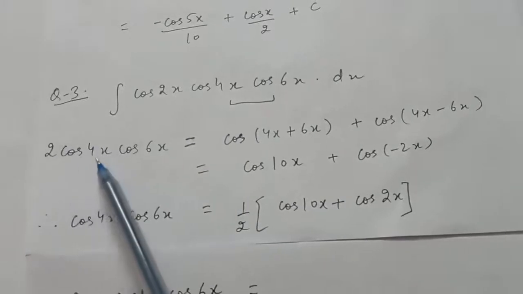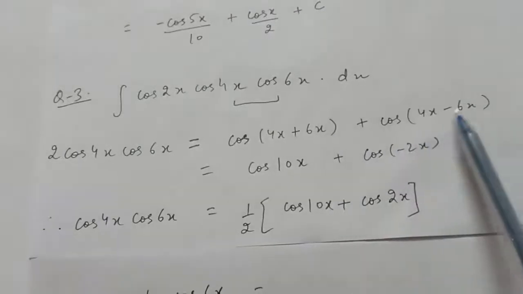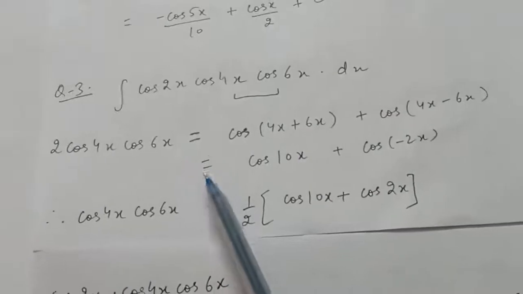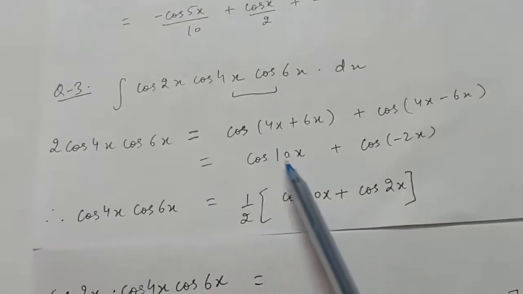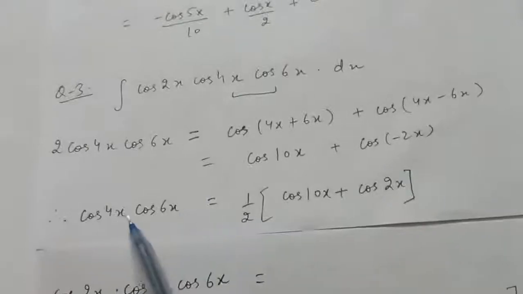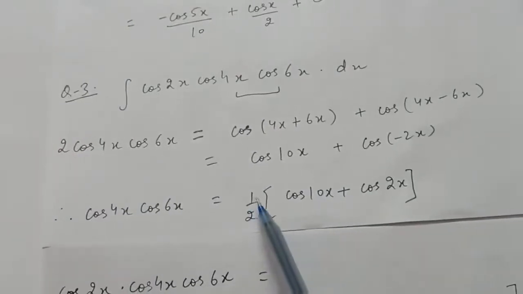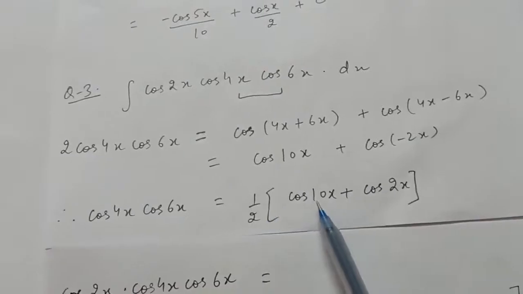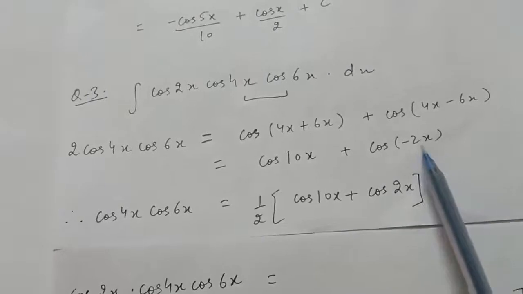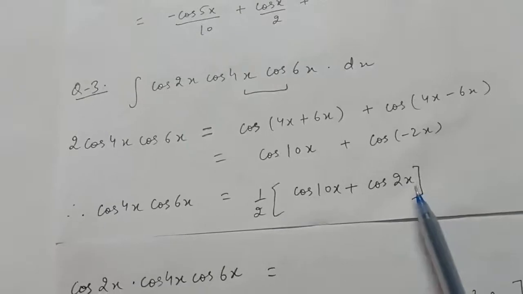So the identity of 2 cos A cos B is cos A plus B plus cos A minus B, and here A is 4x and B is 6x. So you will get cos 10x plus cos minus 2x. Now because we have cos 4x cos 6x, therefore take this 2 on this side, so you will get 1 by 2 cos 10x plus cos 2x, because cos of minus x is equal to cos x, therefore cos of minus 2x will be cos 2x, right?